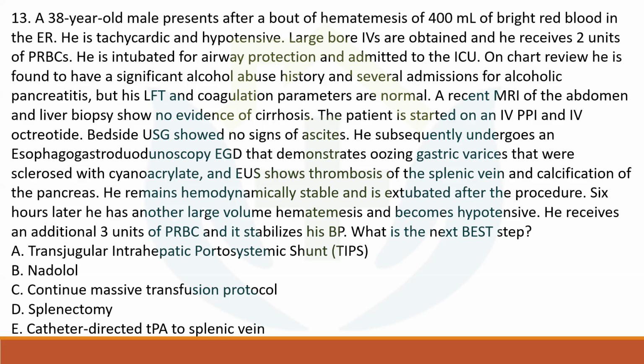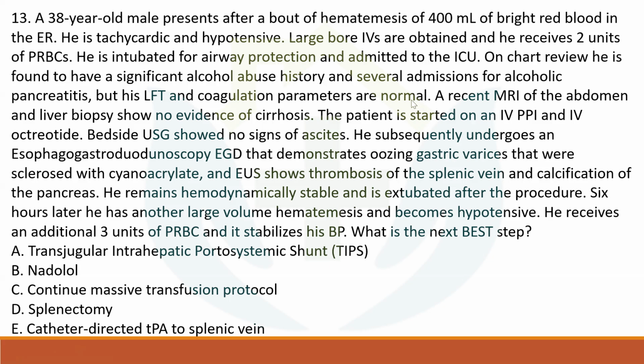What is the next best step? What will you do for this bleeding now? It is a second-time bleeding. The options are TIPS, nadolol, continue massive transfusion, splenectomy, or catheter-directed TPA to the splenic vein. Another question on upper GI bleed, a very favorite topic of EDIC examiners. Upper GI bleed, HRS, C. difficile infections. In gastroenterology, these are very common and important topics which are favorites of the EDIC.